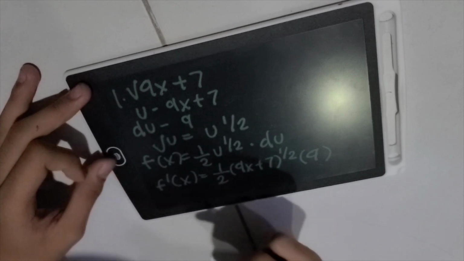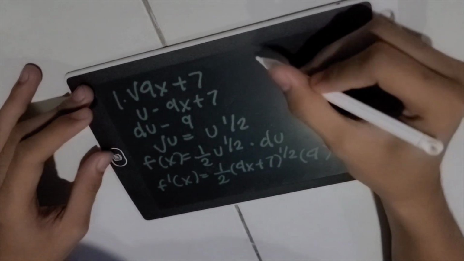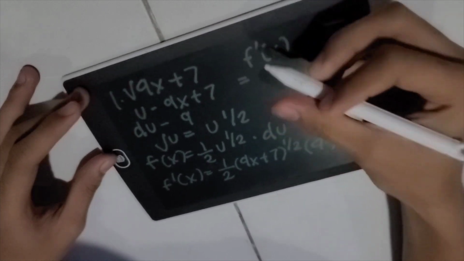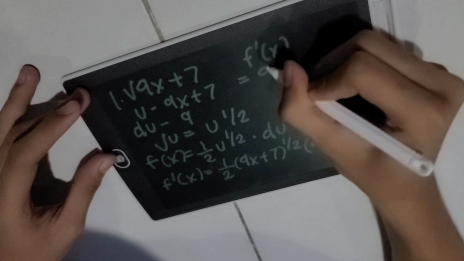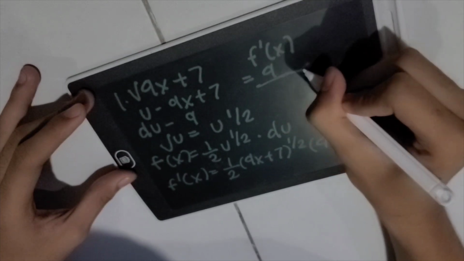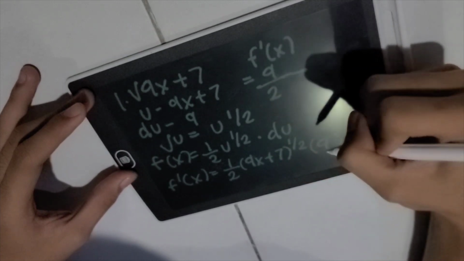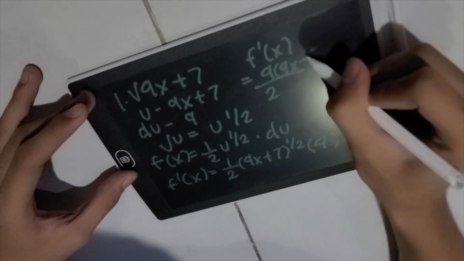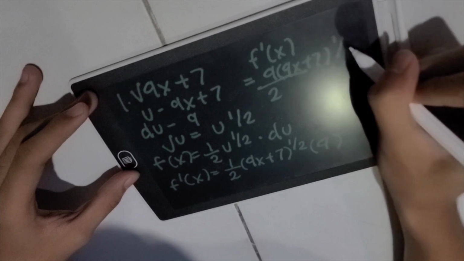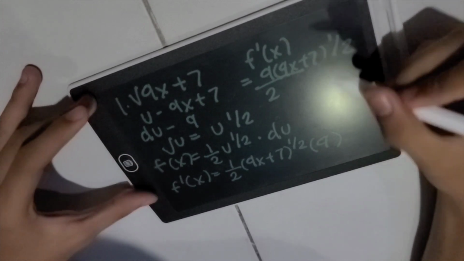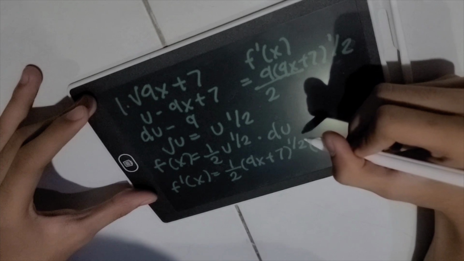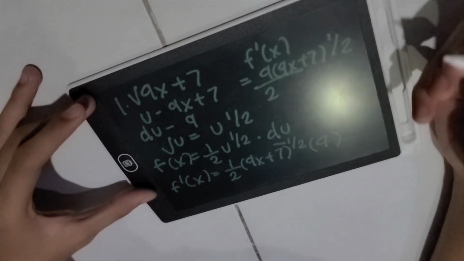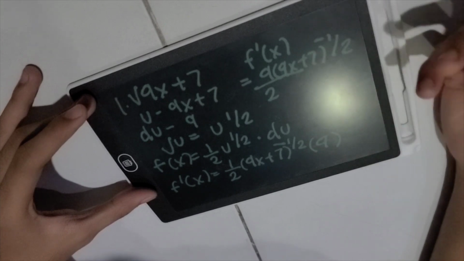So, ganyan na mangyayari. Then, after nyan, f prime of x is equals to 9 over 2. Multiply natin ang 9 sa 1. So, magiging 9. And then, lagyan natin ng 9x equals 7 raised to 1/2. So, minusan natin siya ng 1. So, magiging negative 1/2. 1 minus 1/2 is equals to negative 1/2. So, magiging negative 1/2 siya.